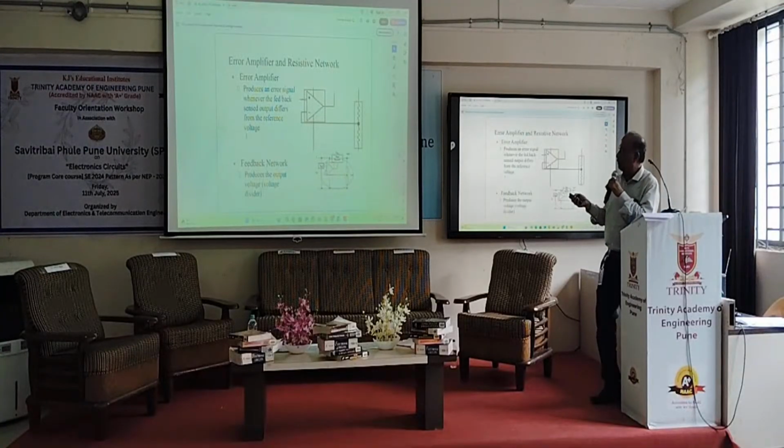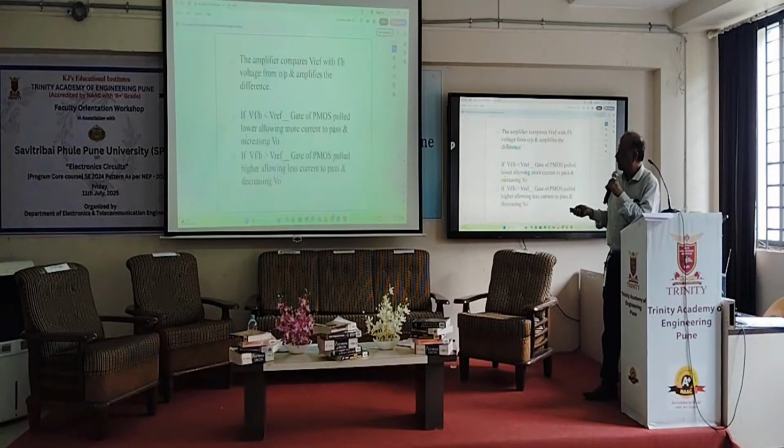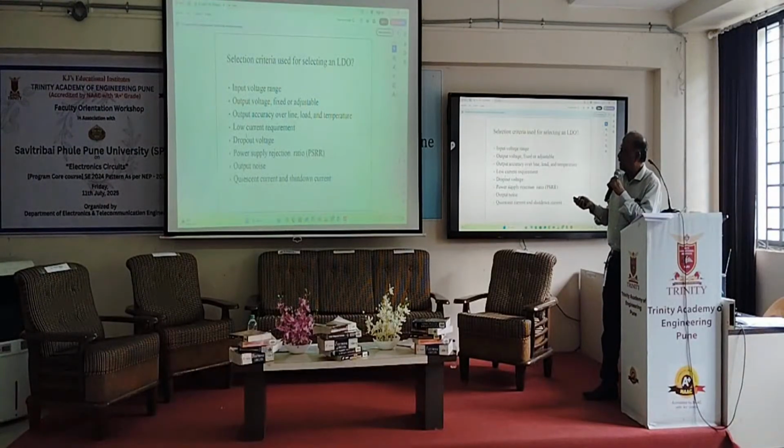Then this is the error amplifier resistive network. Then all these things are there which we can explain. Then, what are the selection criteria for selecting LDOs?